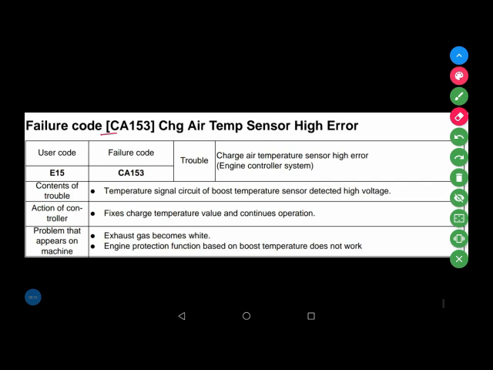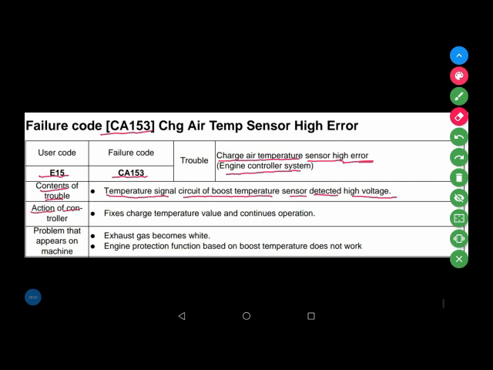This code is CA153 and the user code is E15. What is the trouble? The trouble is charge air temperature sensor high error. This code is also related to the engine controller system. What is the content of the trouble? The temperature signal circuit of the boost temperature sensor detected high voltage, meaning the sensor is getting high voltage.